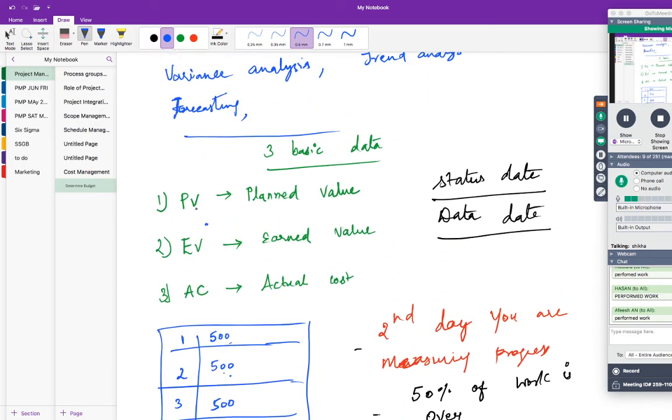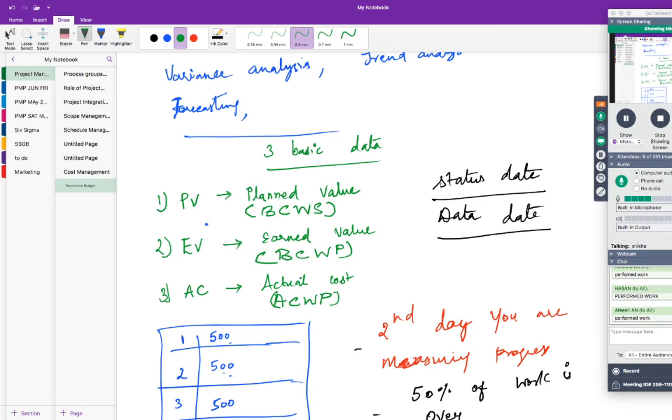Planned value is otherwise called BCWS, which means budgeted cost for the work scheduled. Whereas earned value is otherwise called BCWP, budgeted cost for the work performed. Whereas actual cost is otherwise called ACWP, actual cost for the work performed. You understand? Work performed. That's right.